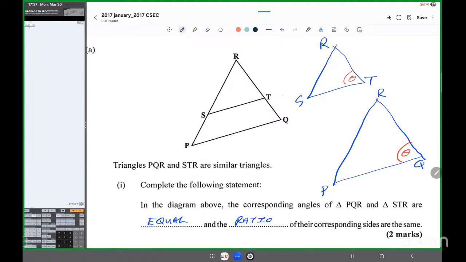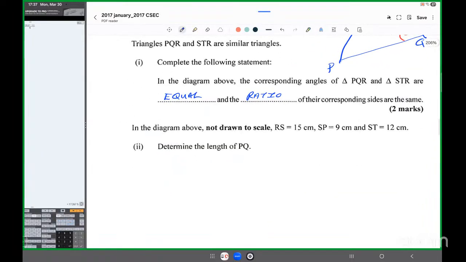So in similar triangles, the corresponding angles are equal. The ratio of corresponding sides are equal. All right? So this is testing your knowledge of that. Similar triangles, while the sides might be different, the angles are the same. You have the same three corresponding angles. All right? To do the exam, you have to know what you need to do.